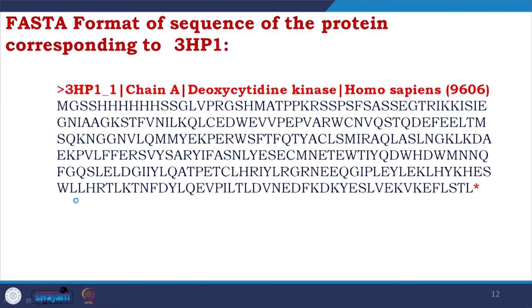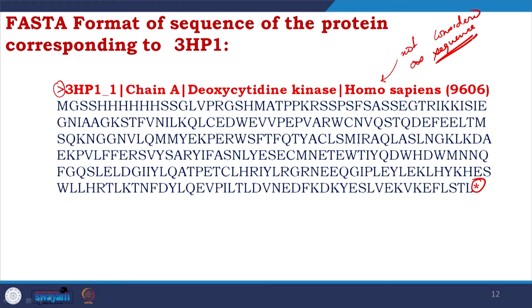This is the FASTA format representation of the protein corresponding to the PDB ID 3HP1. If you see, it starts with a greater than sign, it ends with an asterisk sign, and the description is here. This line is not considered as sequence or as part of the sequence because of the greater than. You put greater than, you could write more things here.